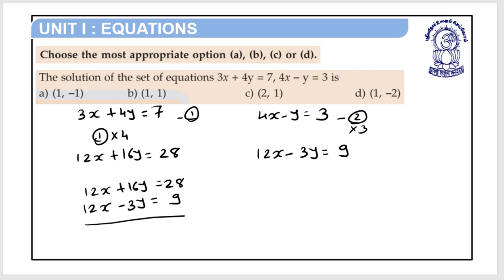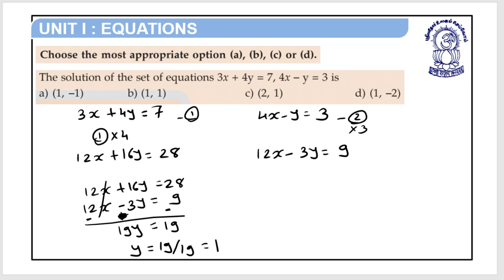Sorry, subtracting both equations. So minus, here minus and minus. 12x minus 12x cancel. 16 minus minus plus. And here 28 minus 9, so 28 minus 9 is 19. Here 16 minus minus plus, so 19y. So y is equal to 19 by 19 is equal to 1.